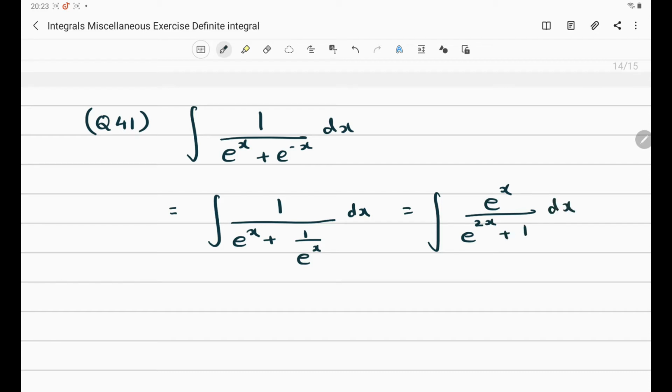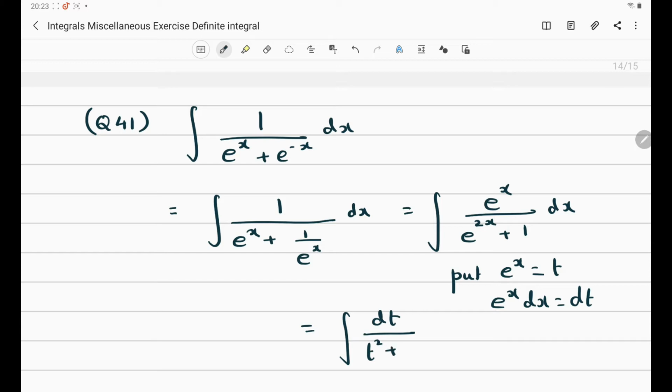Since we have e to the power of x in the numerator, the antiderivative of e power x is also e power x. So, let us put e to the power of x is equal to t. So, derivative of e power x dx is dt. So, we get dt divided by t square plus 1, which is equal to tan inverse t, which is tan inverse of e to the power of x plus c.